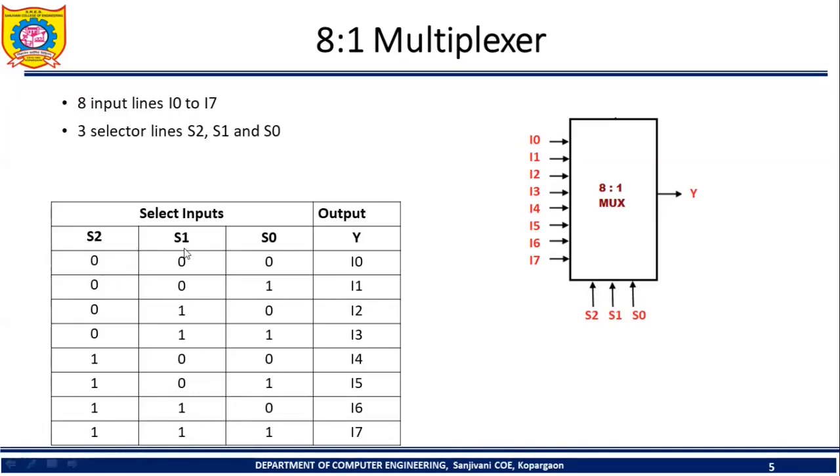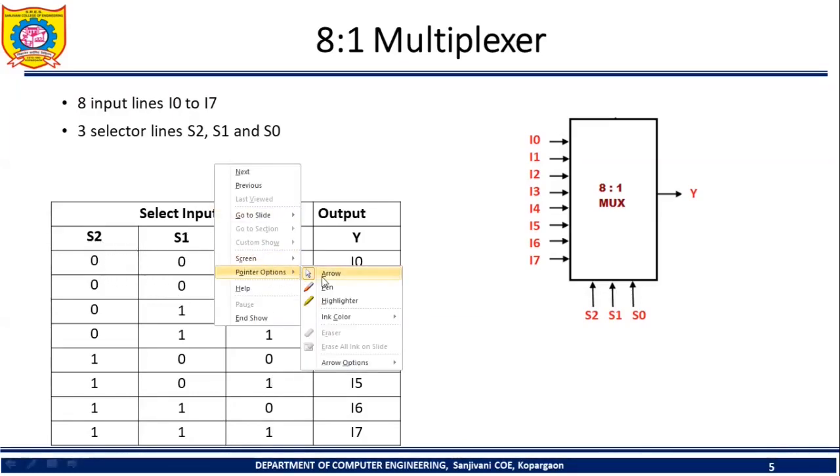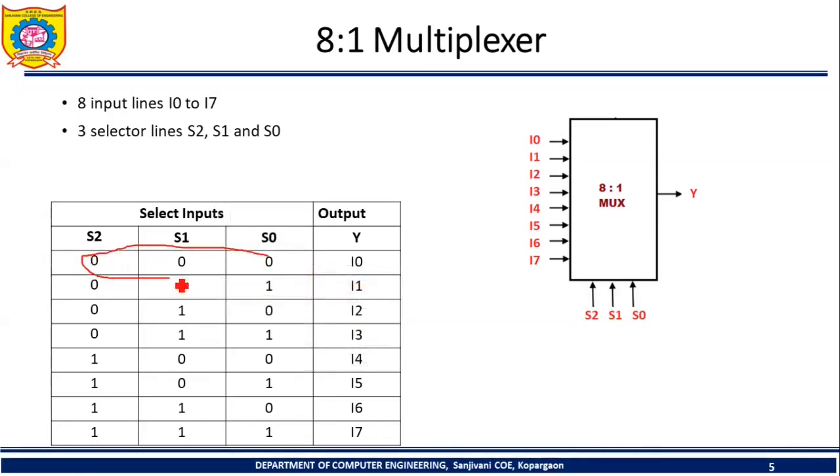When S2, S1, S0 are all 0, what is going to happen? In this case you have to convert this binary number into decimal. What is the decimal equivalent here? 0. So which input line will be selected? I0 will be selected, and that I0 will become the output. Now consider this particular row. What is the value of the selector lines? Here S2 is 1, S1 is 0, and S0 is 0. So convert this binary number into decimal. What is the decimal equivalent of 100? Yes, it will be 4. So which input line will be selected? I4 will be selected, and that I4 will become the output.